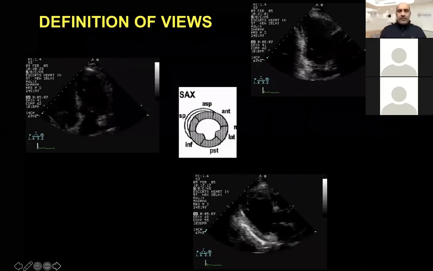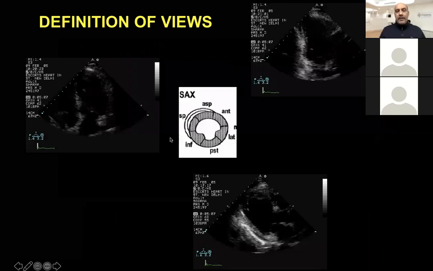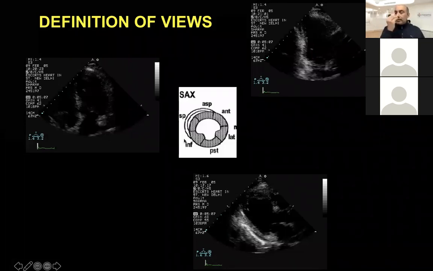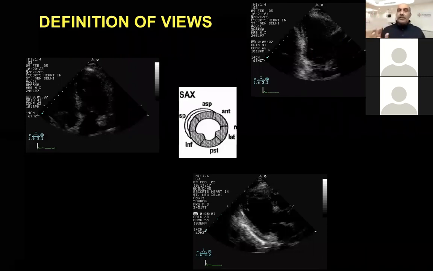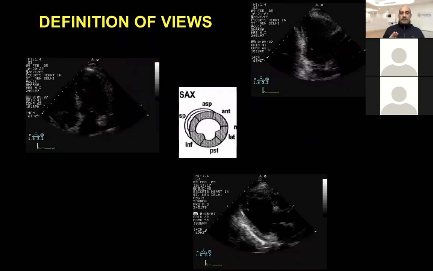So, for the ease of description, we now have to understand that it's not only that some segments or some region of the myocardium is not contracting as well as the rest of the myocardium, but we also have to learn how to correlate those segments.